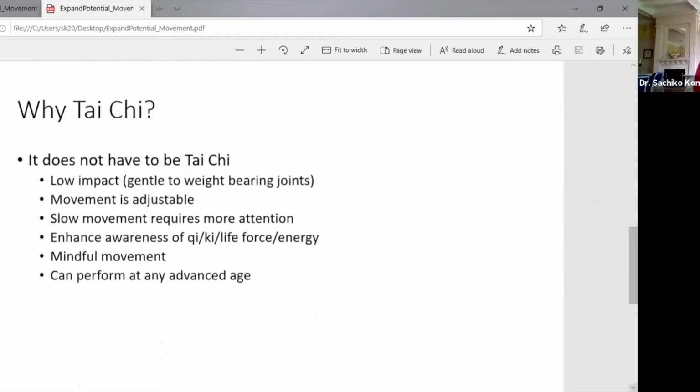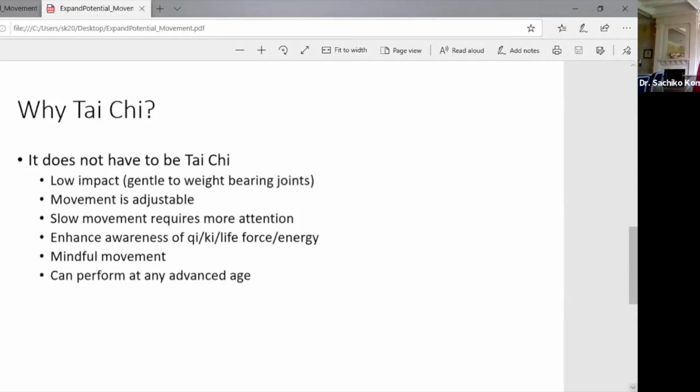So why Tai Chi? Well, today I was thinking about showing you some Tai Chi movement, and actually you don't have to do Tai Chi. There are millions of other ways to move your physical body. But I focus on Tai Chi today because Tai Chi is a low impact activity, it's not bouncing and pounding your body. So it's gentle to your weight bearing joints. Even if you have arthritis in the weight bearing joints such as hips and knees, you are most likely able to do Tai Chi relatively comfortably.